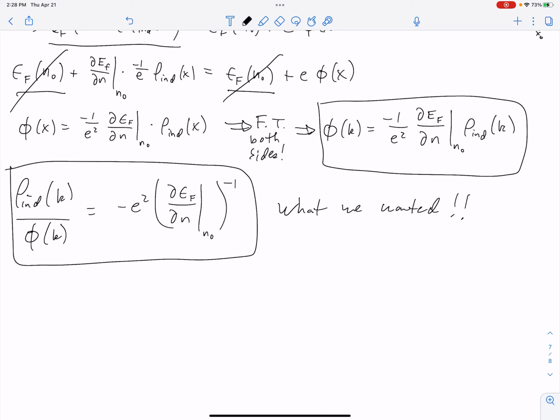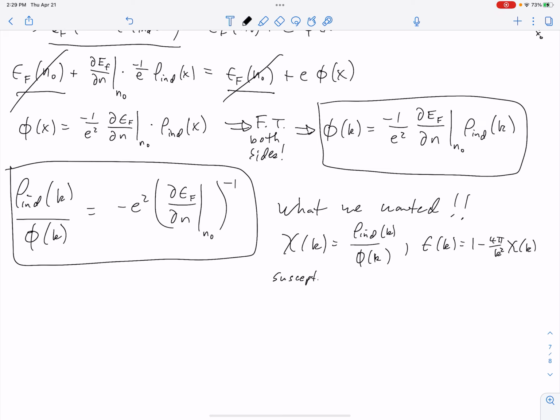And the reason we wanted that, remember, is because the susceptibility, chi of k, is equal to, remember the definition of susceptibility, rho induced of k divided by phi of k. And remember that the dielectric function is defined as 1 minus 4 pi over k squared chi of k. So now we have the dielectric function. We got the susceptibility, and this is the dielectric function.